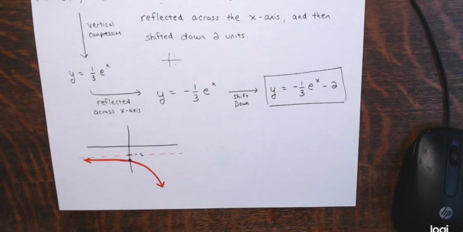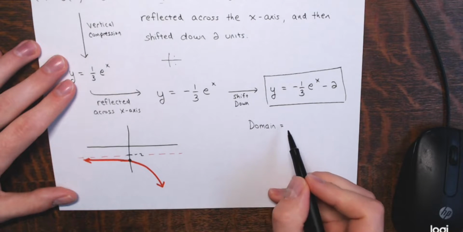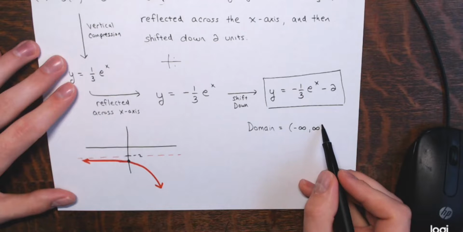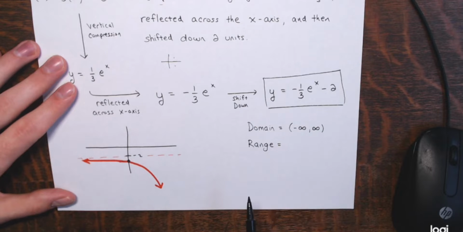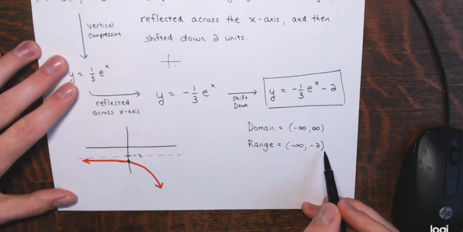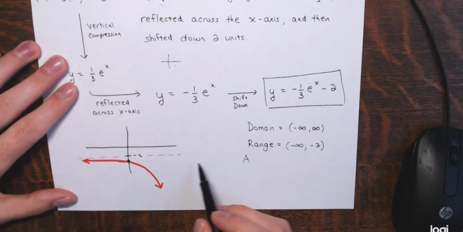Okay, so the domain, as I said in the first example, for any exponential function is all real numbers. You can plug in whatever you want for x. But the range changed. When I reflected across the x-axis and shoved everything down 2, that changes the range. So the range here is everything below -2. You always go low to high when you're writing intervals, so this would be everything from -infinity up to -2, but not including -2 on the y-axis. Those are the outputs. And as you see, the asymptote is y equals -2.